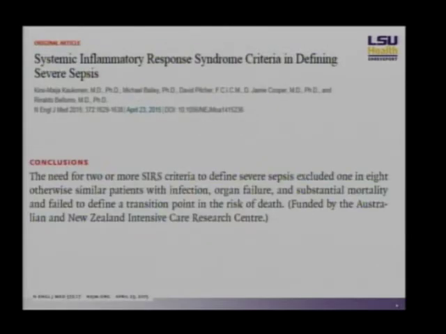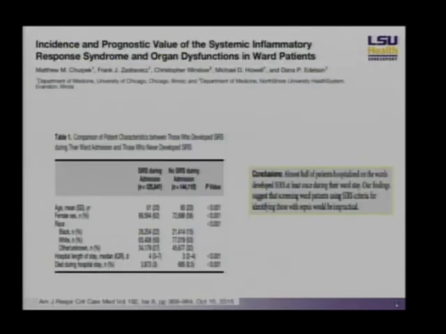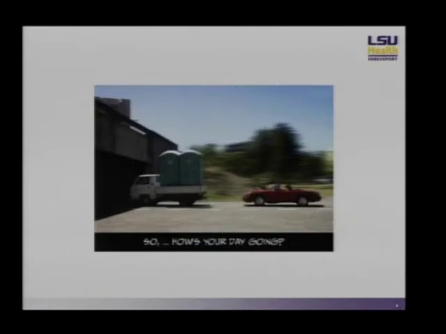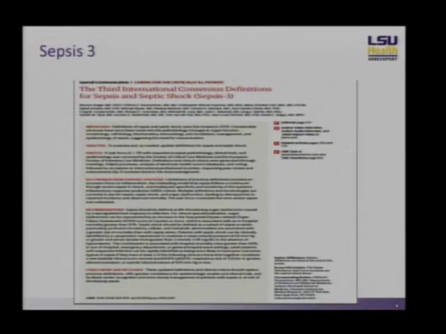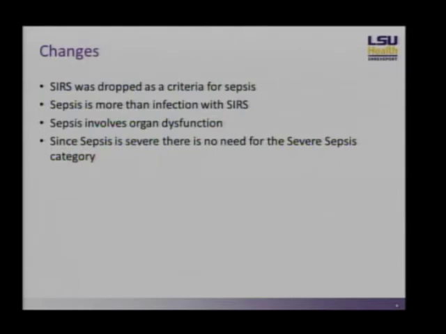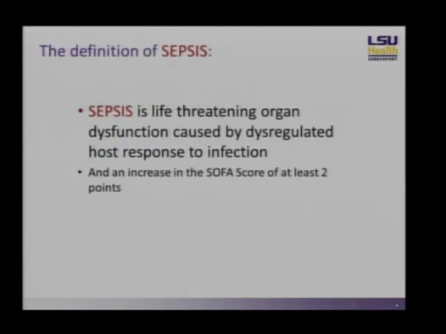So basically, there's a couple articles relating to the fact that SIRS is an inflammation. It's not based on infection or sepsis, and too many people meet criteria for that, and it just doesn't point us in the right direction. So based on that, here are the new definitions that came out in JAMA, February 2016. They dropped SIRS. Sepsis is more than infection with SIRS. Sepsis involves organ dysfunction, and therefore, since sepsis involves organ dysfunction and it's severe, there's no need for severe sepsis, which made me cry, because I love severe sepsis.